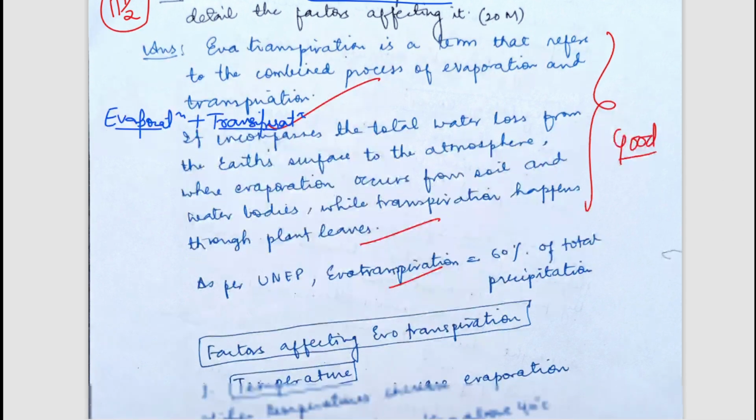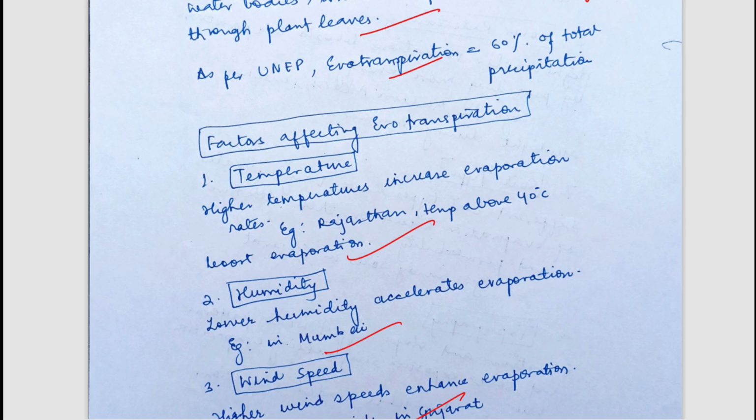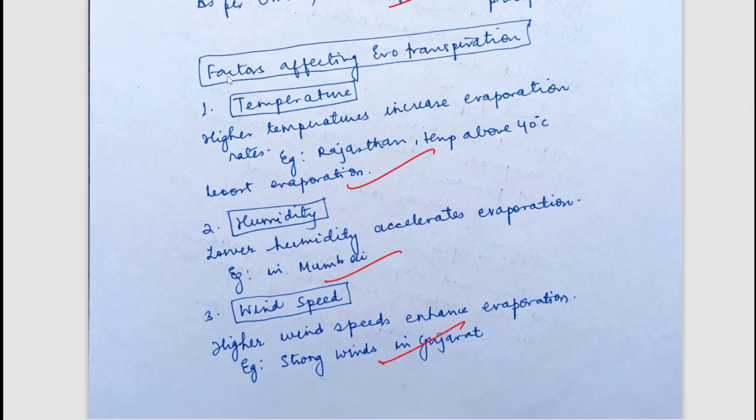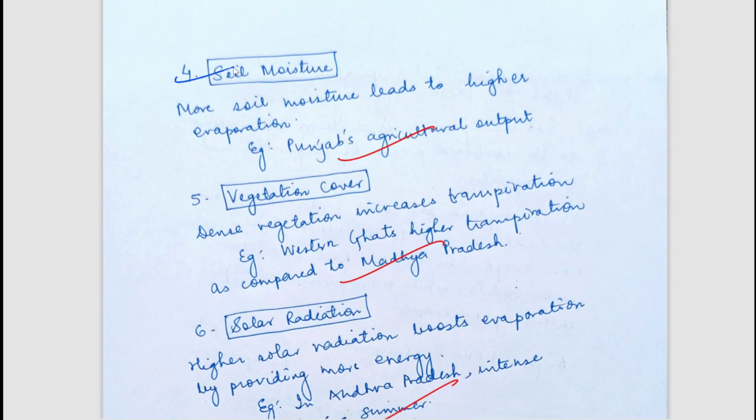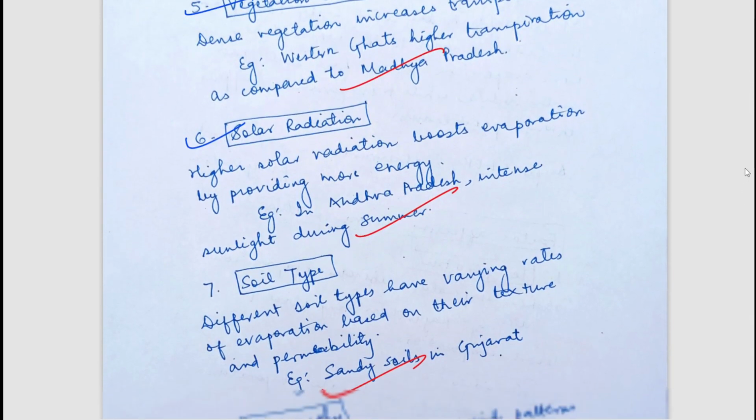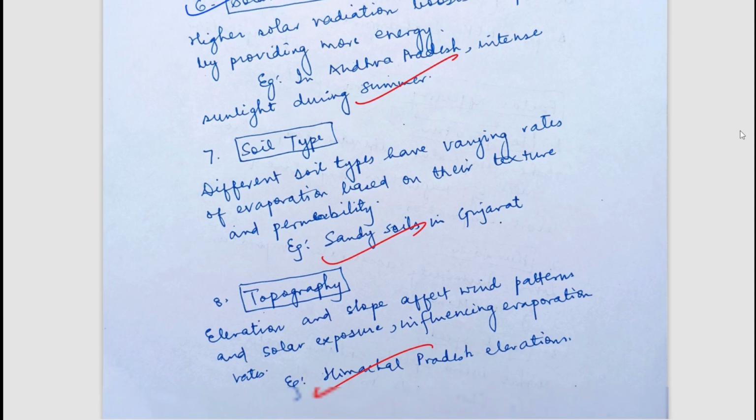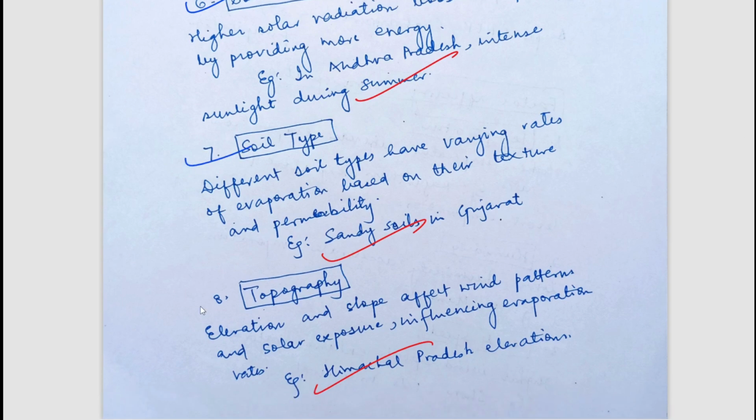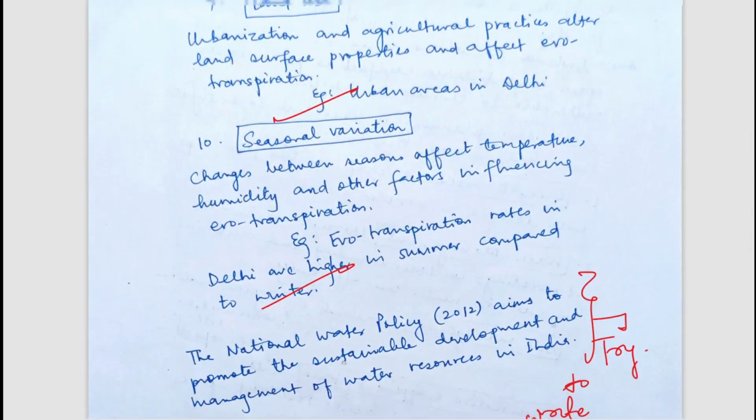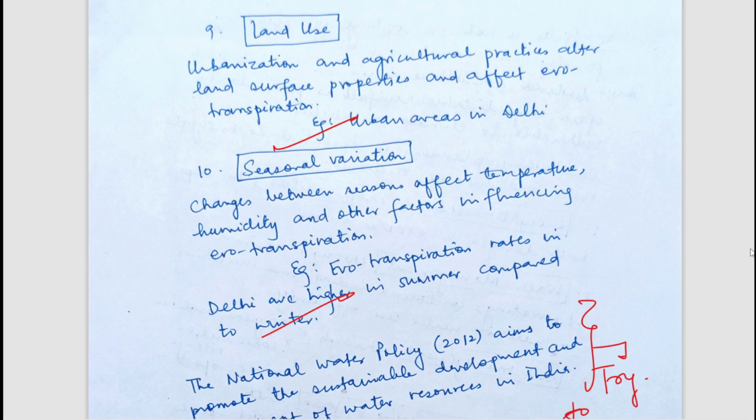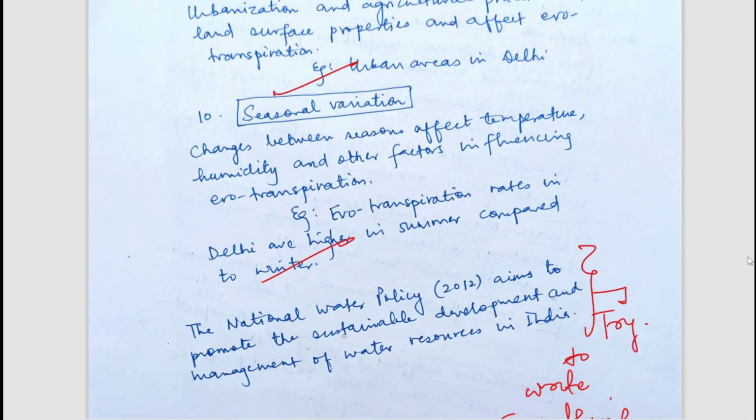What are the factors affecting evapotranspiration? Obviously temperature will affect it, because high temperature will lead to increased evaporation. Humidity, wind speed, soil moisture, vegetation cover, solar radiation, all these will be other factors affecting evapotranspiration. Soil type, topography, all these things will affect evapotranspiration. Land use, seasonal variations. If you want to read it in detail, you can pause and read it.